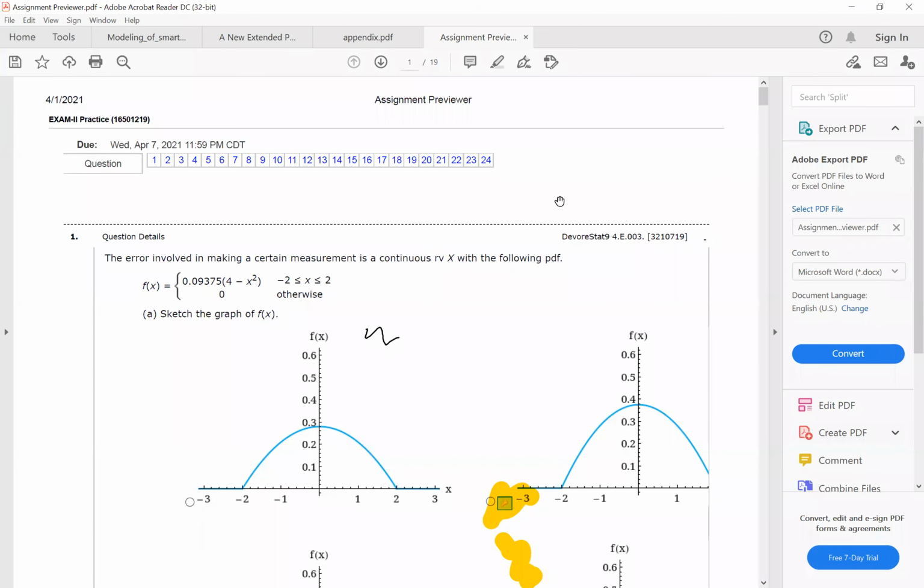Okay, so in total we have 24 problems. I'll try to give you at least some idea about each and every problem. Your exam will cover chapters 4 to 7.